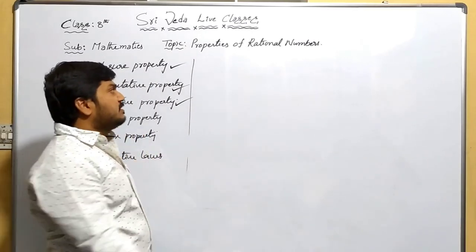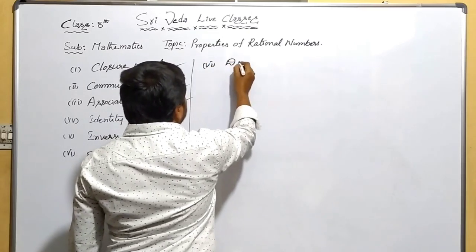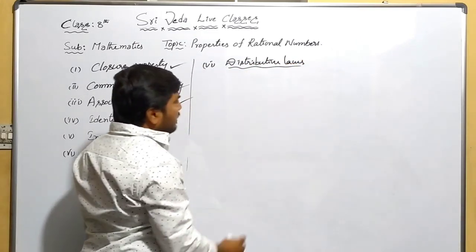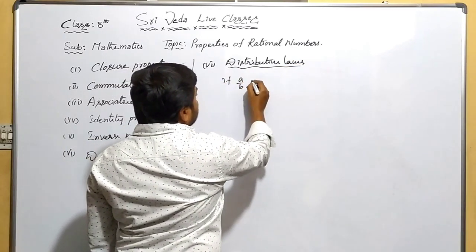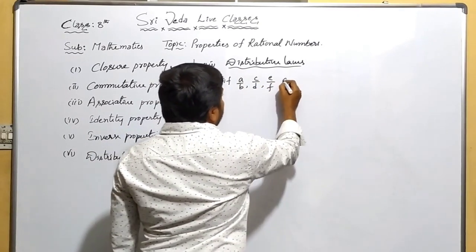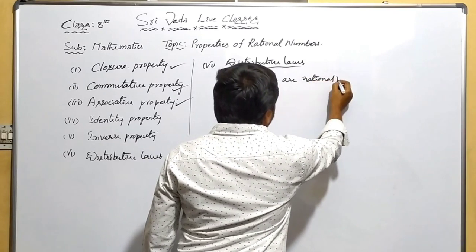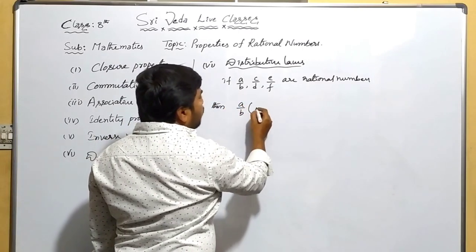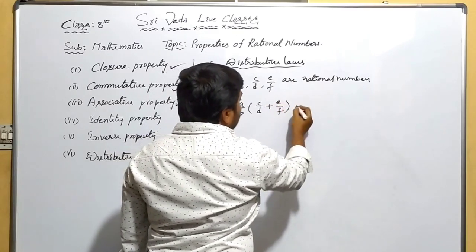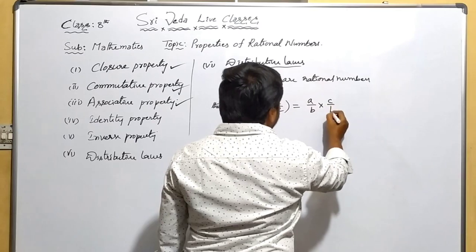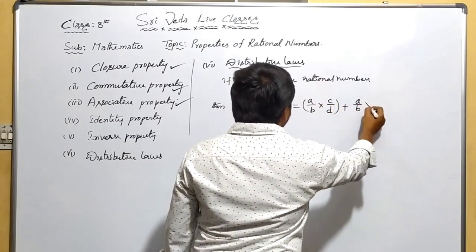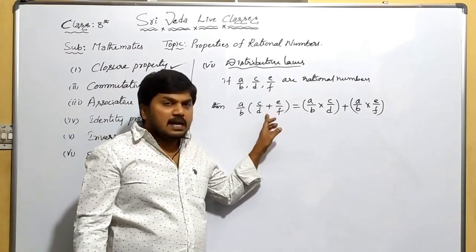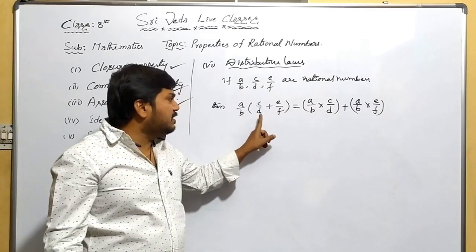So here are the distributive laws. What is that? Distributive laws. Distributive laws mean that if A by B, C by D, E by F are rational numbers, then A by B of C by D plus E by F is equal to A by B into C by D plus A by B into E by F. This is the distributive property, multiplication over addition.